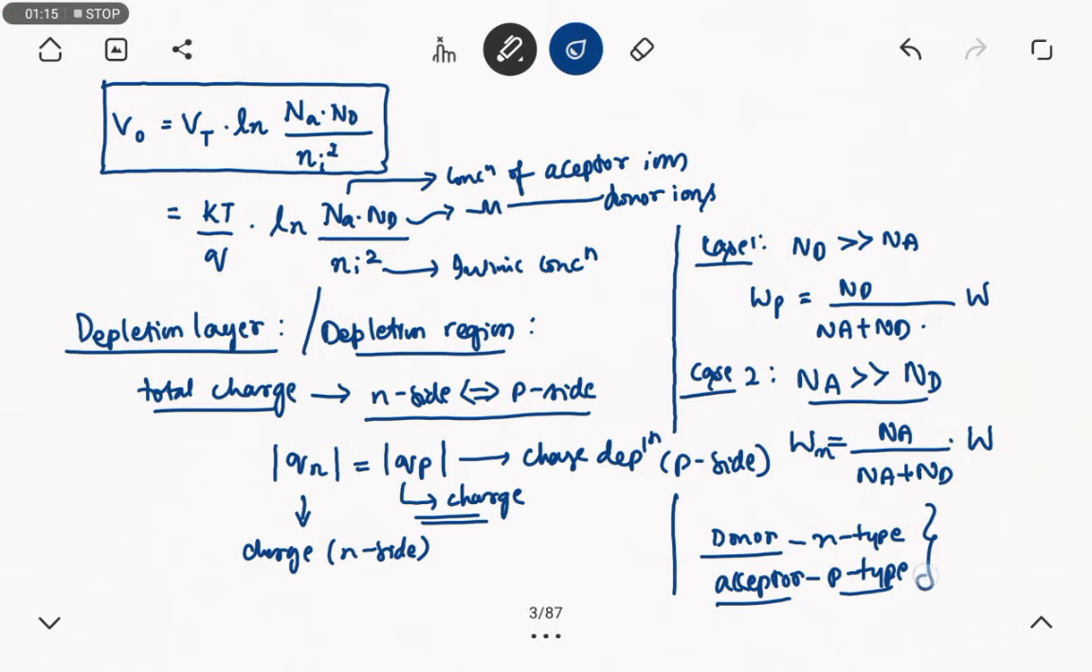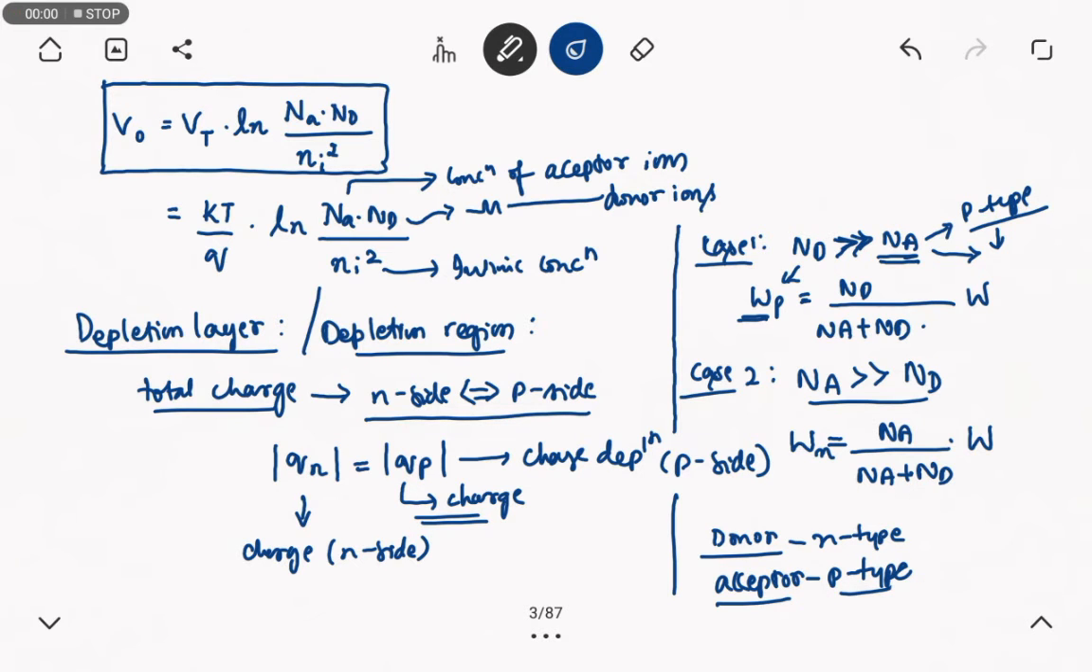While writing the equations, we have to write this donor concentration with respect to Wp. Why with respect to Wp? Because donor concentration is greater than acceptor concentration. So here we are considering the acceptor concentration. This acceptor concentration tends to P side, which is less here. This acceptor type is less. Since acceptor ions are less, we are writing the equation for acceptor ions.